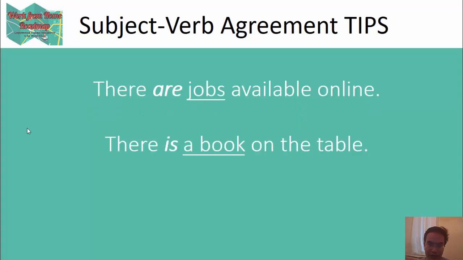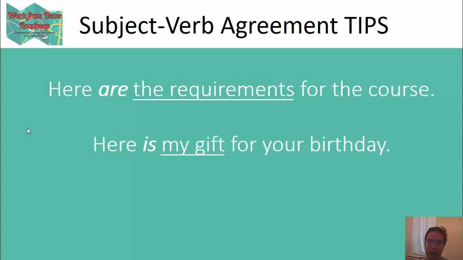Let's look at our examples again. There are jobs available online. We've underlined the real subject here: jobs. There is a book on the table. Underline the real subject, a book. Here are the requirements for the course. The requirements is the real subject. Here is my gift for your birthday. And the real subject is my gift.